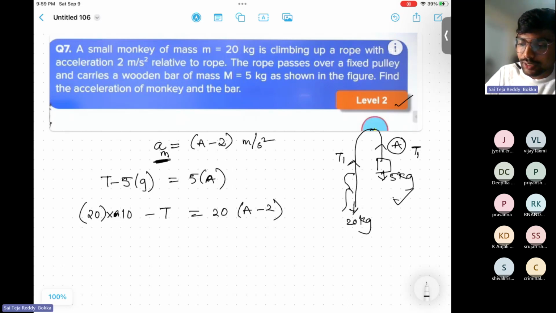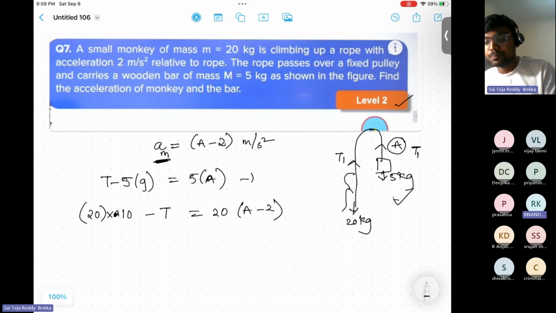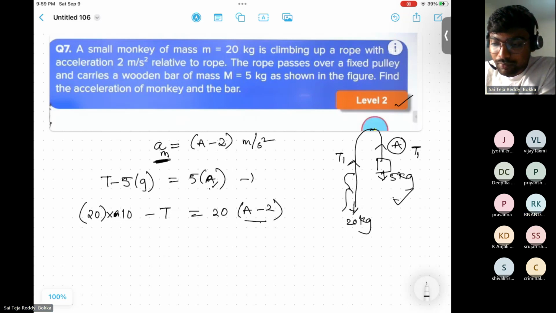Sir, did you get my point? Yeah, 5 points. That's okay. That's great. So 5.6 for what, sir? We need to have two accelerations now. Acceleration of the bar is A. Acceleration of the monkey is A minus 2.